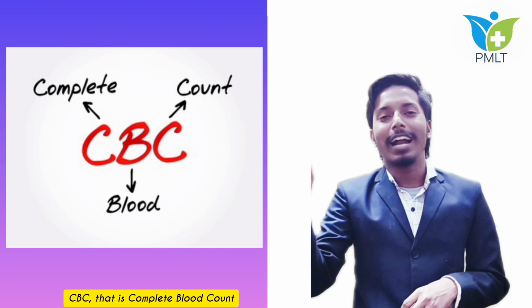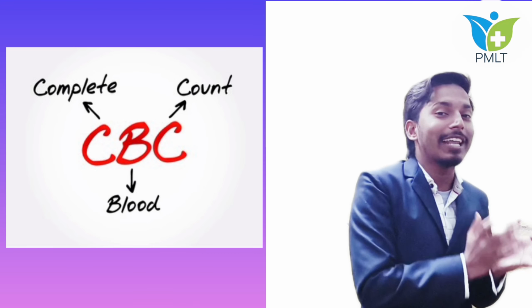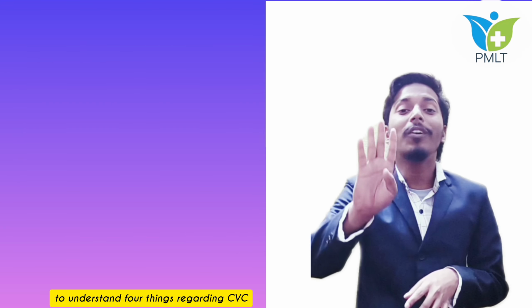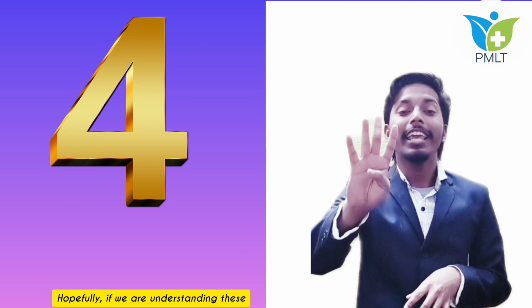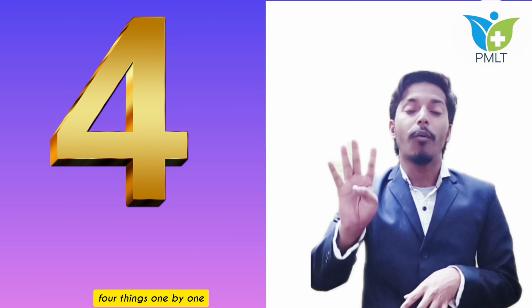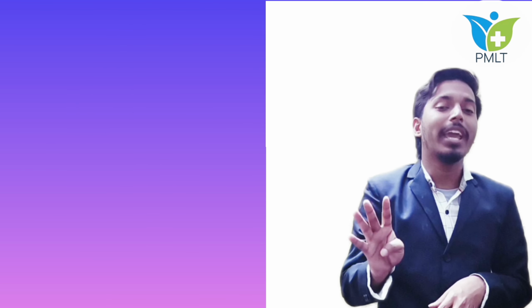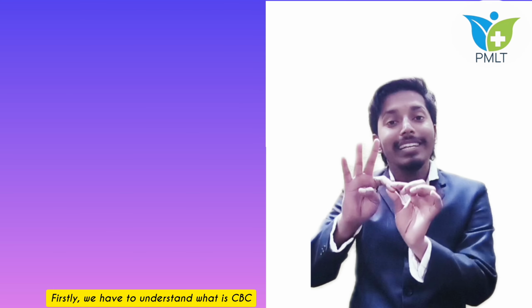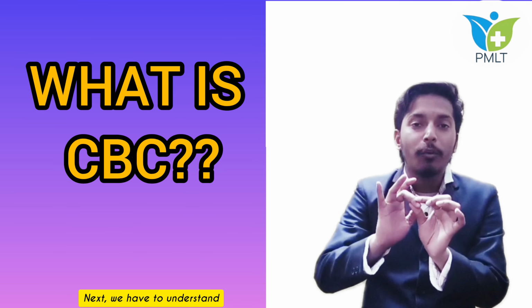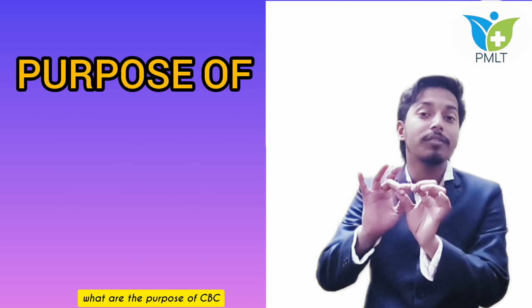CBC, that is complete blood count. Today's course curriculum: we need to understand four things regarding CBC. If we understand these four things one by one, we will clear everything regarding CBC. Firstly, we have to understand what CBC is. Next, what the purpose of CBC is. Thirdly, what parameters are present in CBC. And fourthly, the clinical significance: if it is elevated or decreased, what kind of clinical significance may be happening.